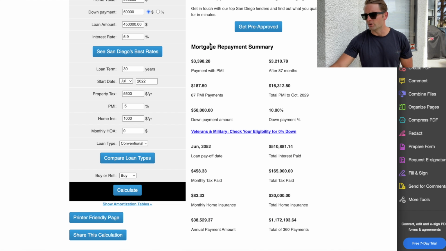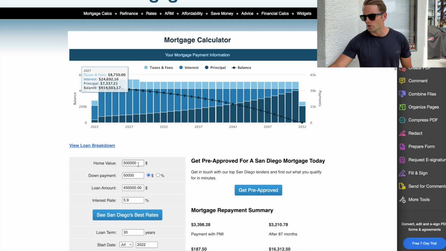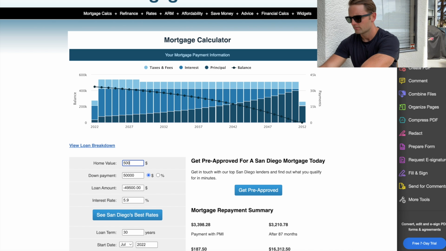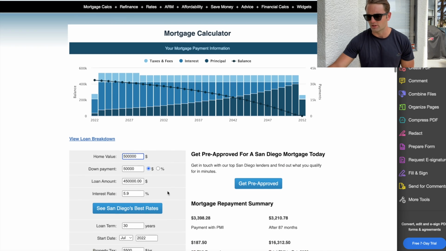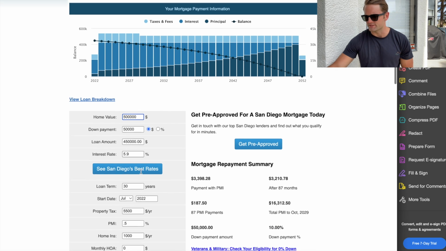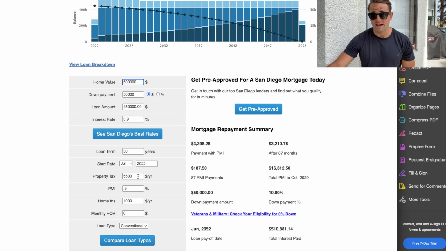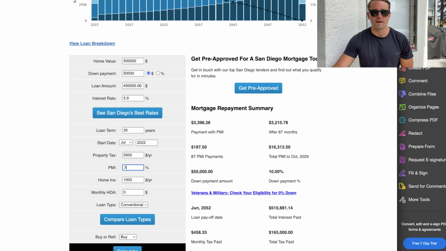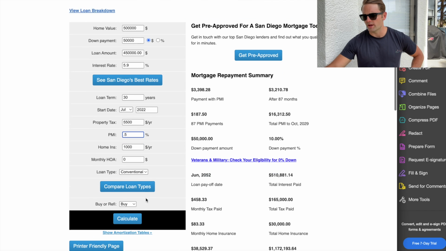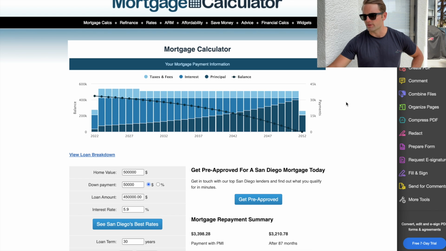For our second example here, we're gonna look at the effect that PMI has over your loan. So for this example, we're gonna use a home value of $500,000. We're only gonna have a down payment of 10%, which is $50,000. So the loan amount is $450,000, at an interest rate of 5.9%, property tax at $5,500 per year. And for this example, we're gonna include a PMI at 0.5% per year. Now, for most lenders, PMI is anywhere from 0.5 to 1.0%. Home insurance at $1,000, no HOA, and we're gonna calculate exactly what our monthly payment is.